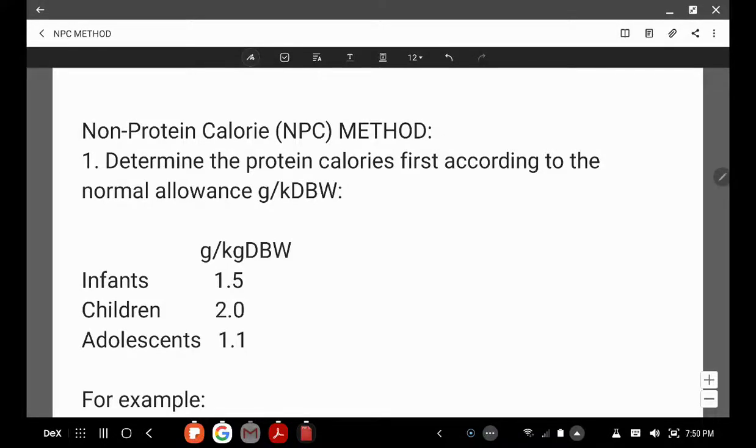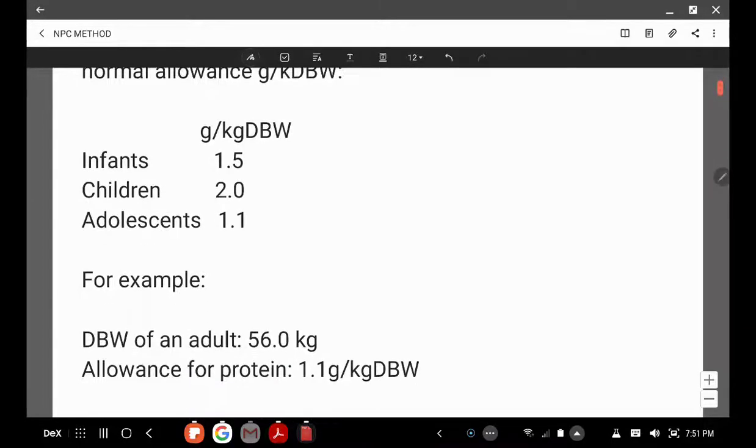Okay, so for this video, I will be showing you how to compute for the total energy requirement, or how to distribute the total energy requirement into carbohydrate, protein, and fats using the non-protein calorie method, or the NPC method. First, you will need to determine the protein calories according to the normal allowance in grams per kilogram body weight. So the reference values are as follows.